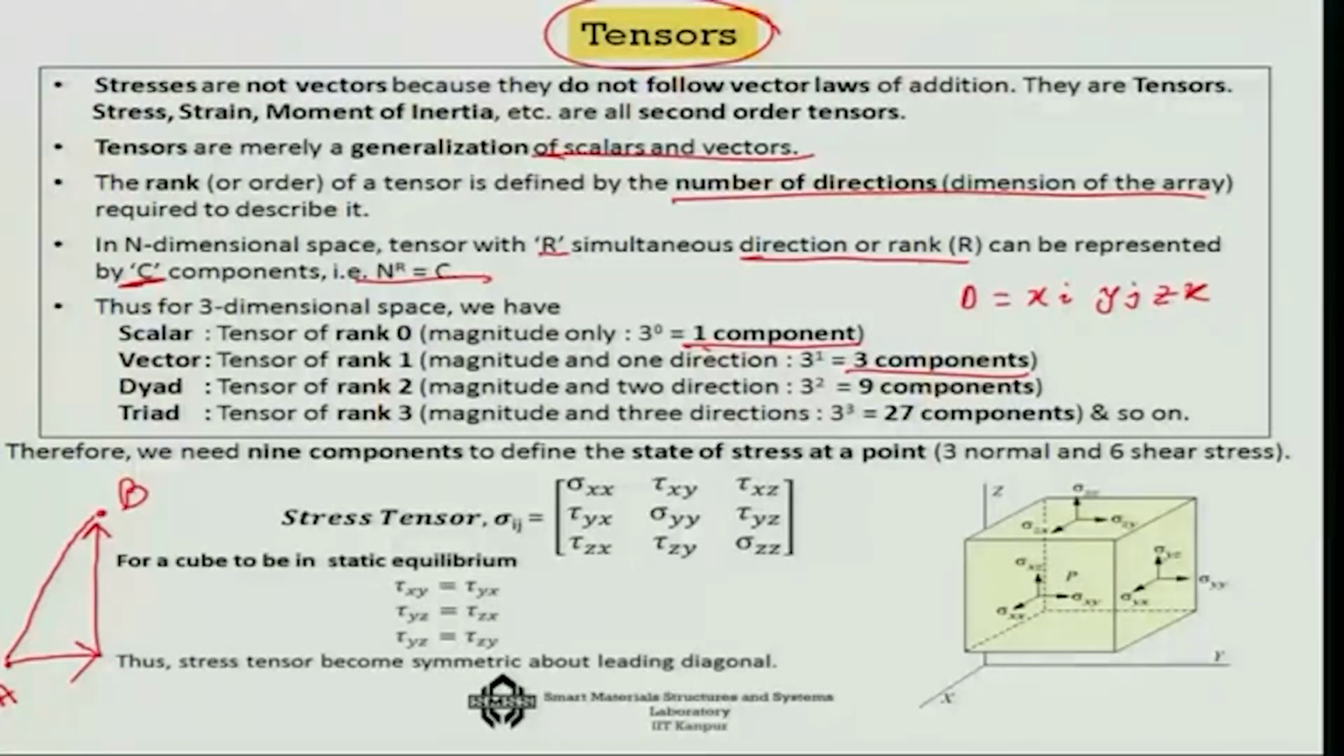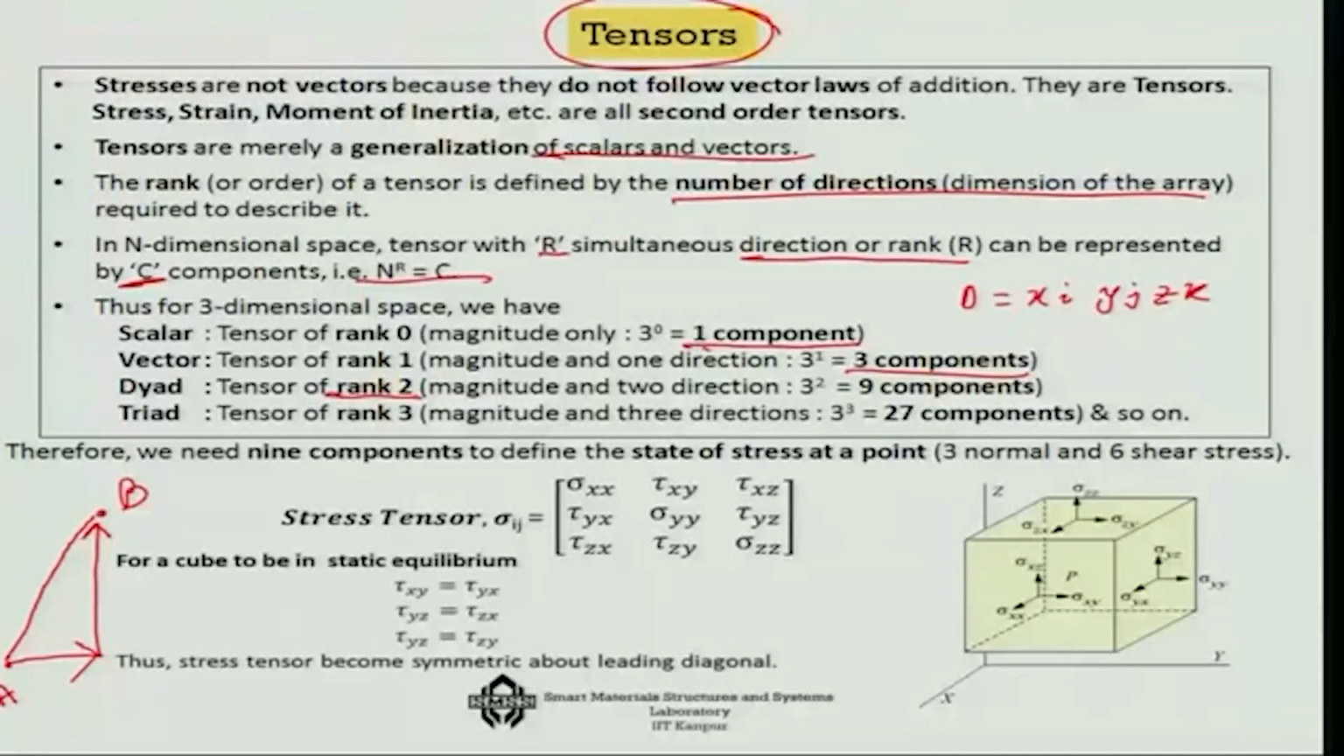When we will talk about stress, the stress is actually something which is of rank 2. So, it is a tensor of rank 2, which is also known as a dyad. That means here you need a magnitude as well as 2 directions every time, that means it is 3 square or in other words 9 components are needed in order to define the stress at a point. So, that is why I told you earlier that just a very simple generalization of stress as a force per unit area does not really make sense, because which area are we talking about?